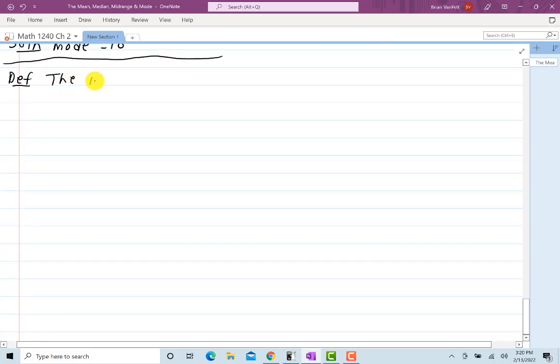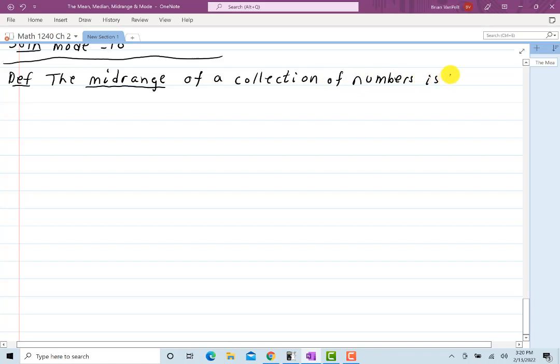The midrange of a collection of numbers is the mean of the smallest and largest of those numbers.